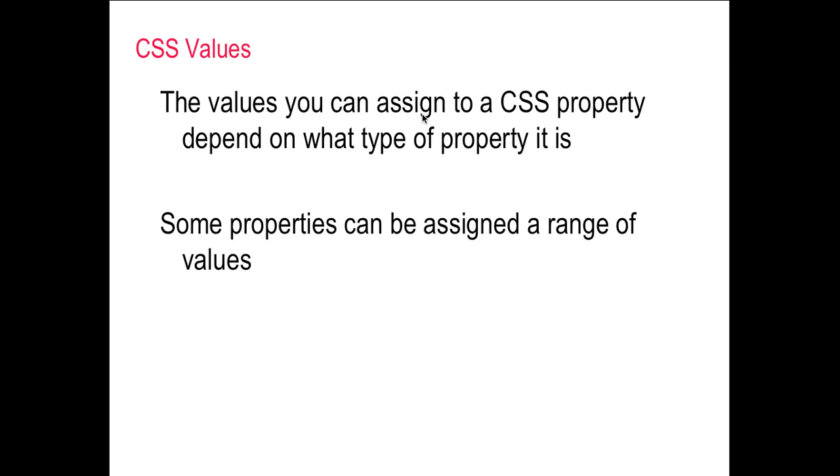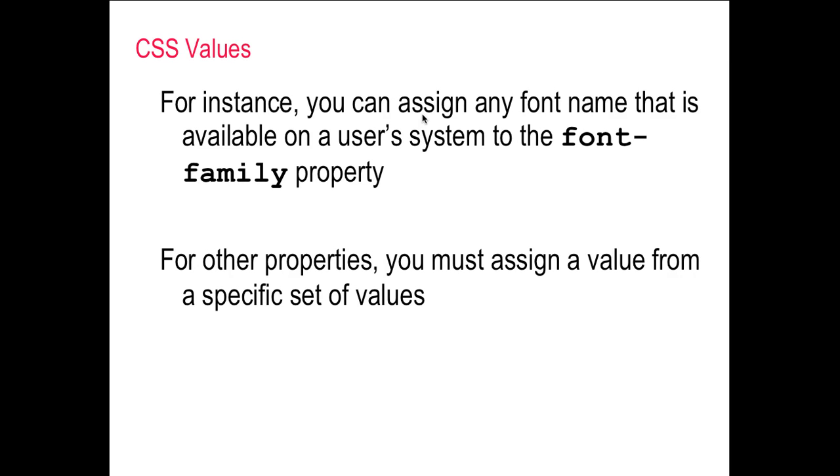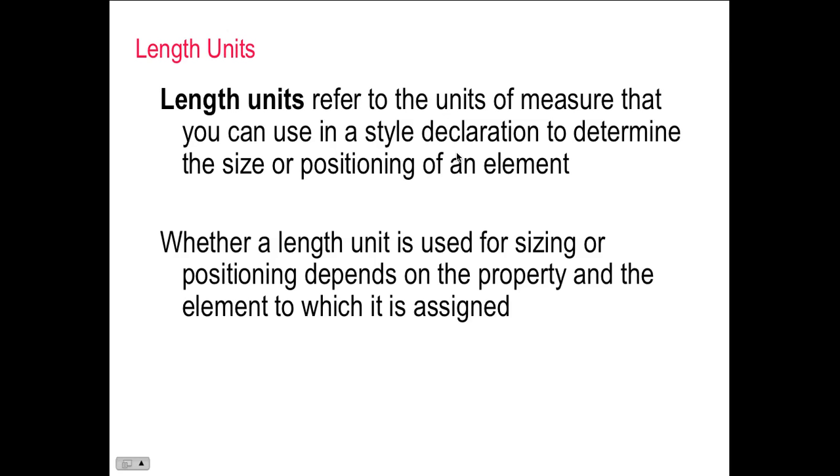Some attributes can be assigned a range of values depending upon what we have, and some of them just have an on or an off, or use this or don't use this. Kind of like make bold, make underlined, versus font style or font type, where you have a variety of different things that we can assign to this particular property. For instance, you can assign a font name that is available on the user's system to the font family property. For other properties, you can assign a value from a specific set of values, like a range of values, perhaps for a region or for a size.